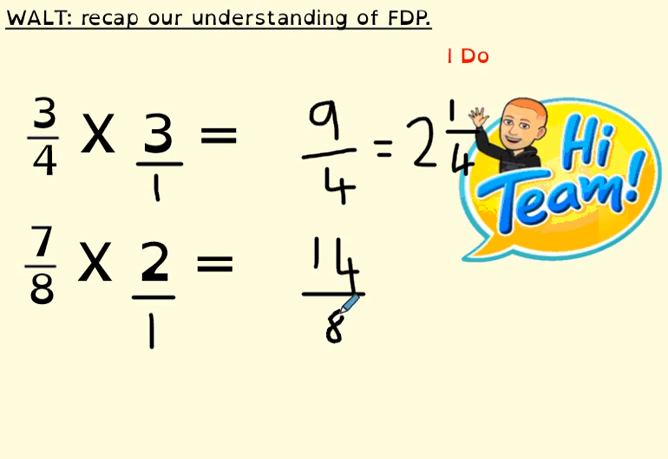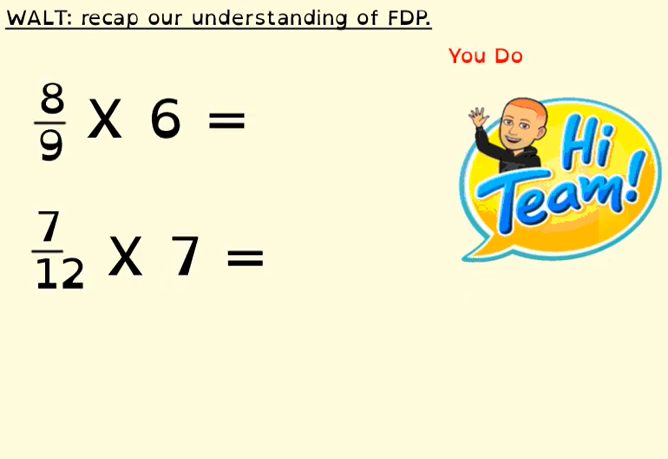As a mixed number, how many wholes can I make? If this time my wholes are made up of 8 parts and I have 14 parts in total, I can make 1 whole and I will have 6 eighths remaining. You could simplify that and you could have 1 whole and 3 quarters because they're both divisible by 2. Either answer would be fine. Have a go at these now.